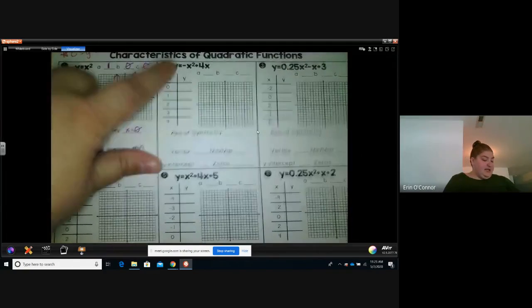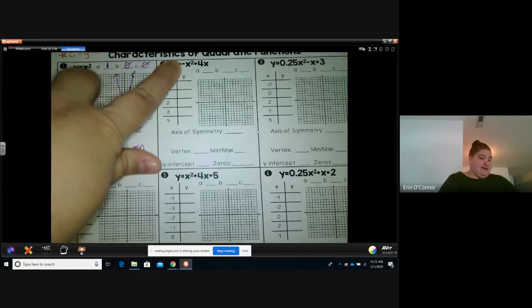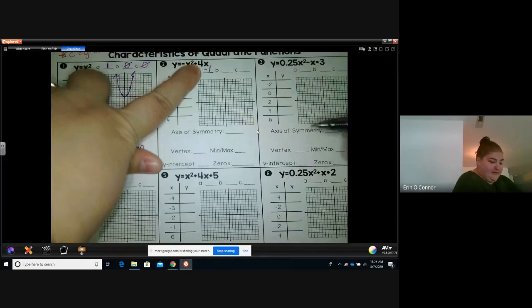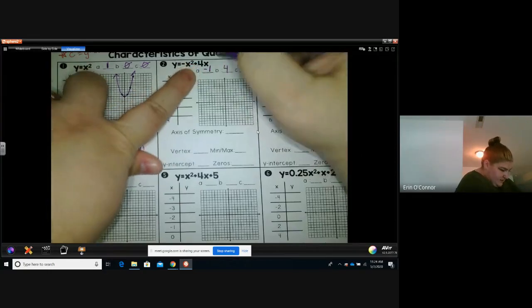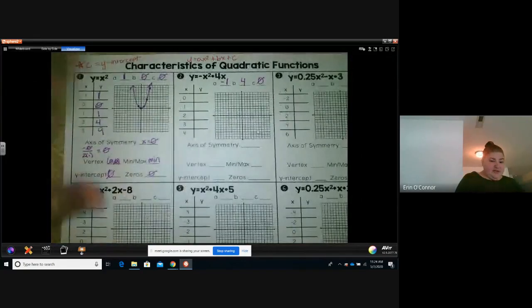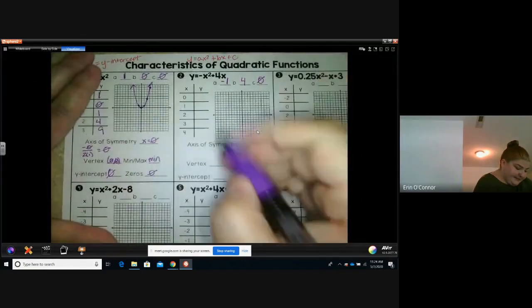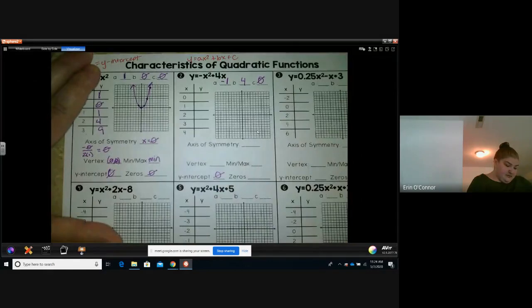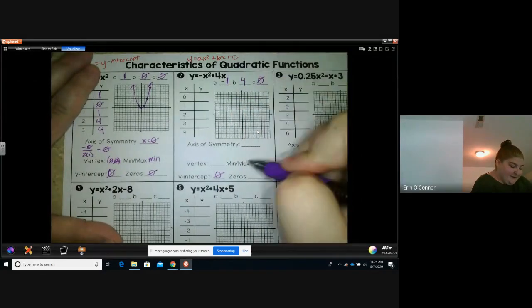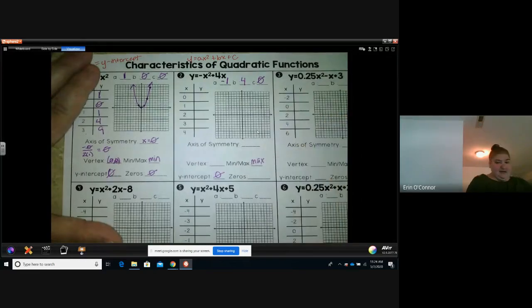So looking at this, A is a negative 1. B, the number in front of x, is 4. And there's no third term, so C is 0. Which means my y-intercept, because that's my C, is 0. Since this A is negative, I have a maximum because it's going to be concave down.